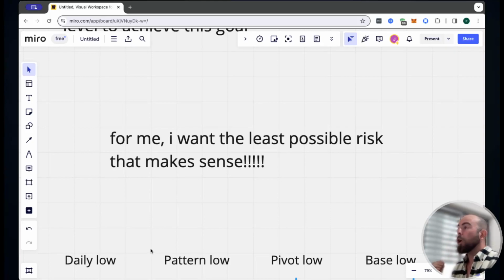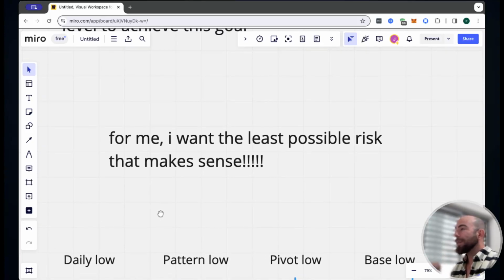So very important concept. I want to have the least possible risk, meaning risk is the percentage of where I was stopped out versus where I entered. 5%, 3%, 10%, or I have my rule of no more than 10%, for example. So daily low is one tactic.